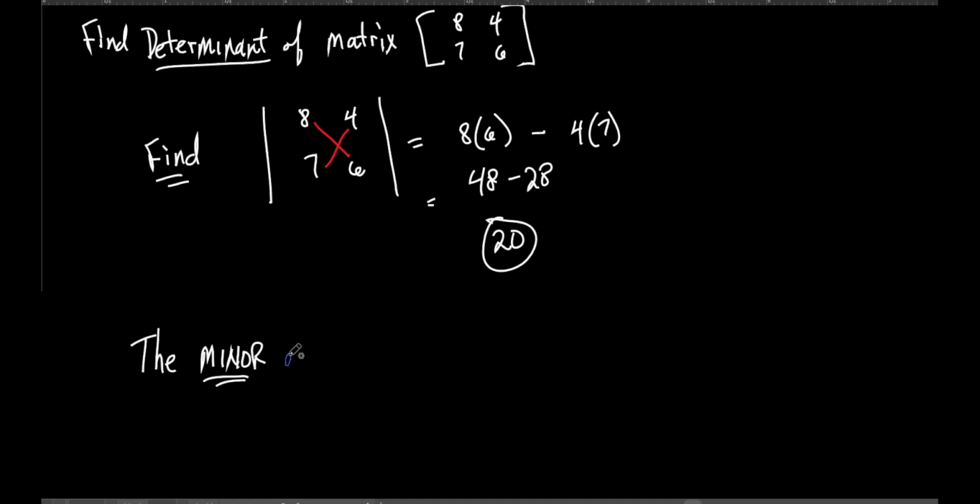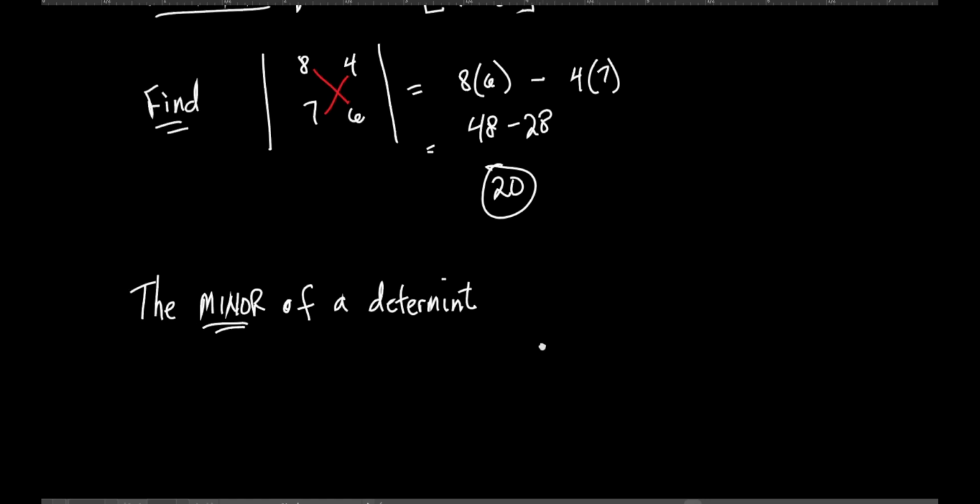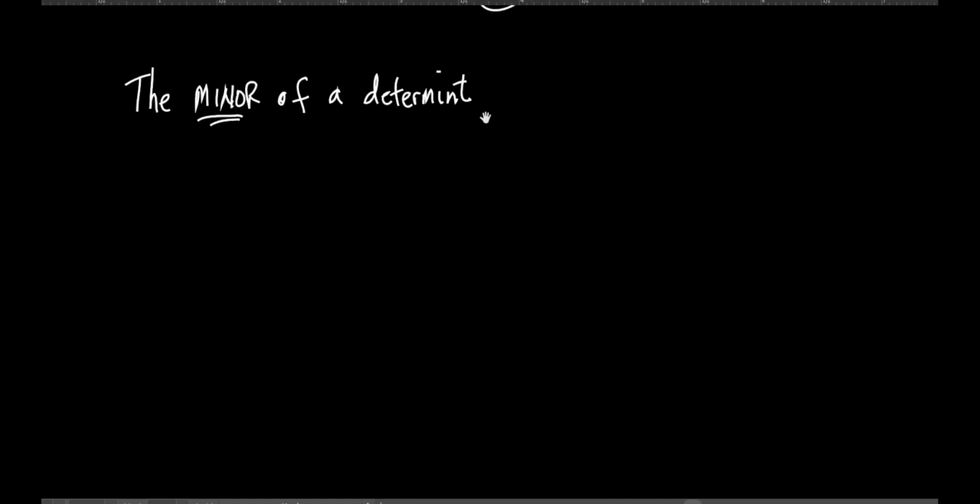So find the minor of a determinant. Now, this is just part of what we have to do to find the actual determinant. So I think I will use the letters in this situation. I'm not going to use the numbers. I didn't spell that right, did I? Determinant. There we go. Determinant. Did I spell it right? I think I did. All right.